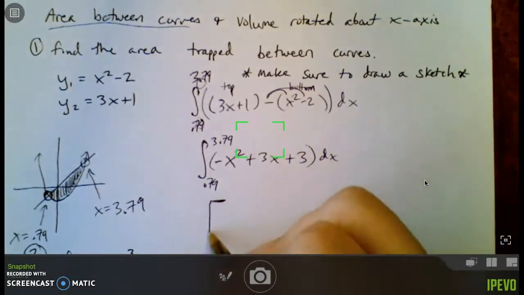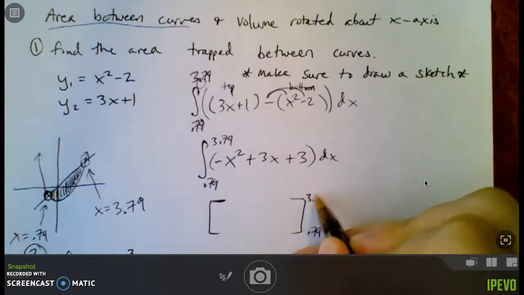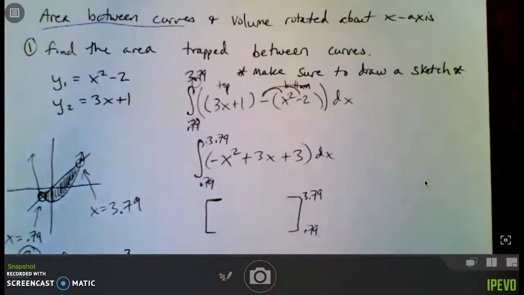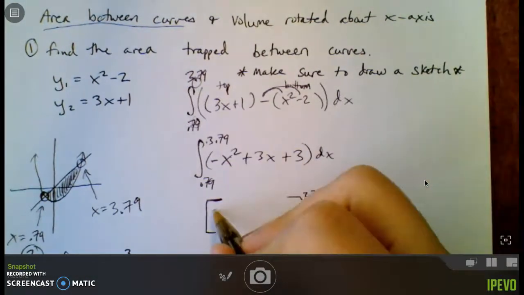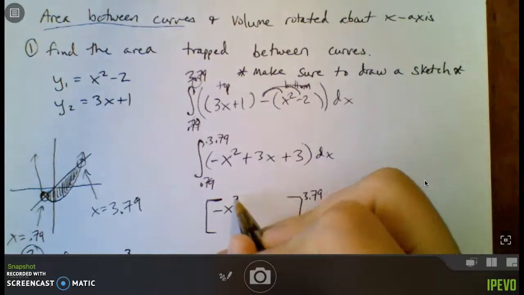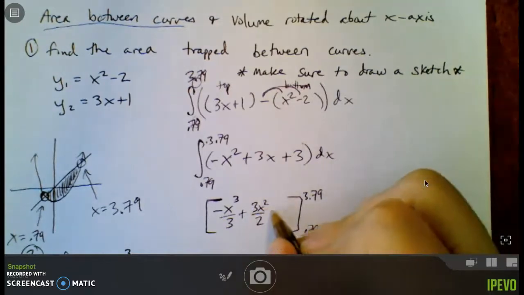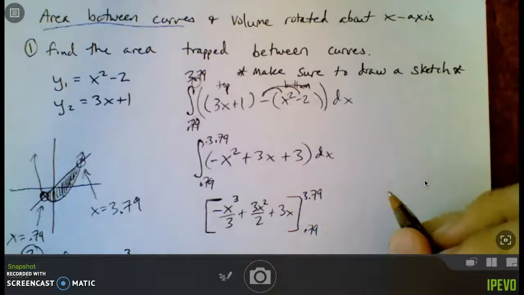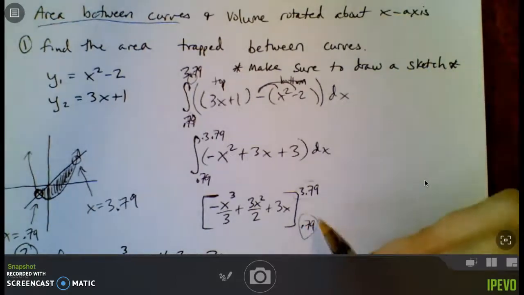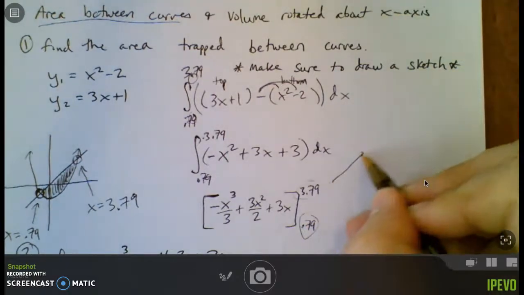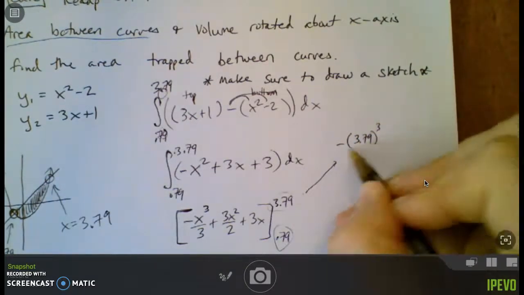So we're going to take the power up one and divide by the new exponent. This is our rule. And remember, whenever you do the rule, you get rid of the integral sign. So I'm finding the area trapped between these two curves. This was negative x squared, now it's negative x to the third over 3. This was 3x, now it's 3x squared over 2. And this was a 3, now it's a 3x. So now, just like before, you're going to plug in this guy, and then plug in this guy and subtract off the bottom one. So make sure you use parentheses on this one. Otherwise, it'll come out wrong.